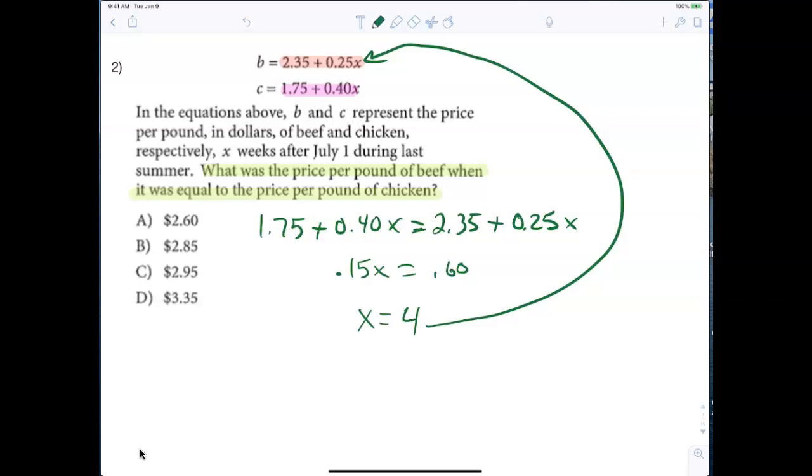All right. So now we're on question number 2. So the answer came out to be what, guys? Yes, 3.35. All right, so that was kind of hard. The beef and chicken, the price was equal. Everybody okay with that now? All right, let's continue on.